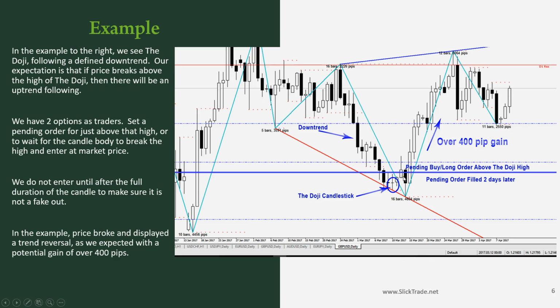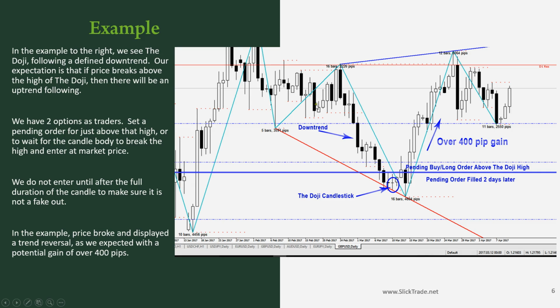Okay, so pending orders are great if you're not going to be around the computer, things like that, but make sure that you're able to get to it so that if it does enter you and price doesn't stay above that high, then you can get out of the trade, okay, because it could simply go into consolidation or continuation of the trend, okay. In this example, price broke and displayed a trend reversal.